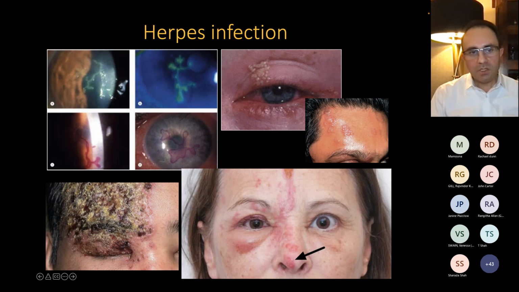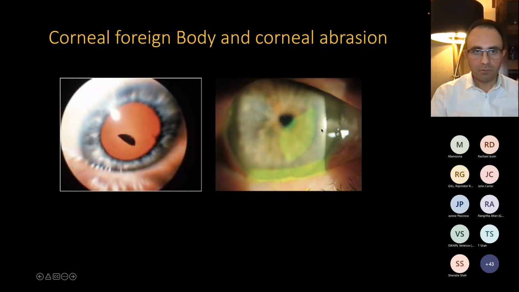The other thing, if you see a young patient with really bad shingles, without any history of immunosuppression, think HIV, especially if this is recurrent. So any bad shingles in a young patient, I would always consider doing an HIV test.